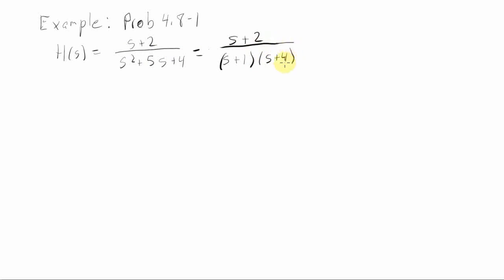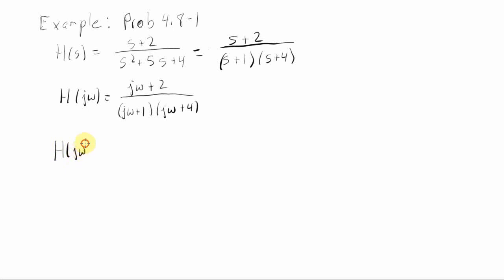It's not actually necessary that you do that factorization here. The frequency response we can obtain by just substituting in j omega for s everywhere. So j omega plus 1 and j omega plus 4. And I want to find the magnitude response and the phase response. So the magnitude response of the system is the magnitude of this complex function of omega.